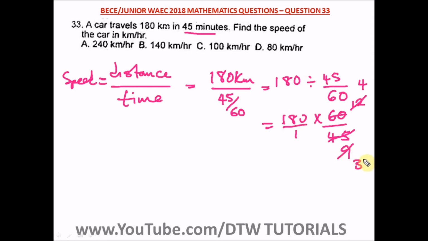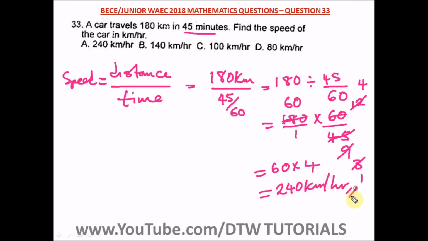Okay, so we still have 3 here. 3 can go into 180. 3 in 3 will cancel out here. 3 in 18, how many times will it go? 6 times. Okay, so 3 in 180 will go how many times? 60 times. So we're left with 60 times 4. And what is 60 times 4? That will give us 240. Okay, so we have 240 kilometers per hour. So this is our answer, and our right option here is option A.